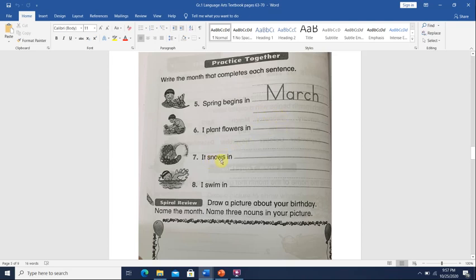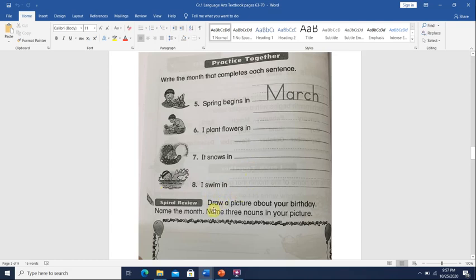Okay, it snows in, we just said it's very cold in January and December, or February, so we can write one of these months. Okay, I swim in August. It's very hot in August and we like to go to the beach, so I swim in August, right?